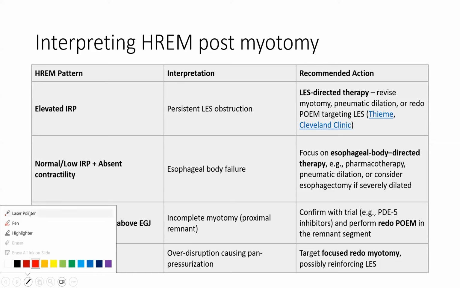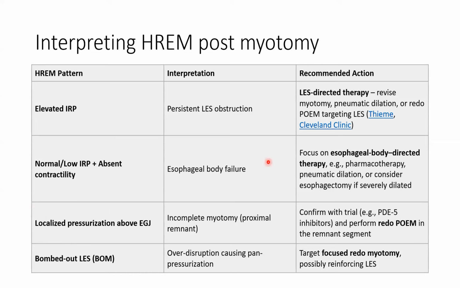If a patient has a normal IRP but absent contractility, it is possibly a body failure. So you have to think of a body targeted therapy, maybe a pharmacotherapy, and severely an esophagectomy also. In some cases, I think there have been case reports of endoscopic plication using a suture device if you have a very large esophagus, and you can keep on doing that in place of esophagectomy.